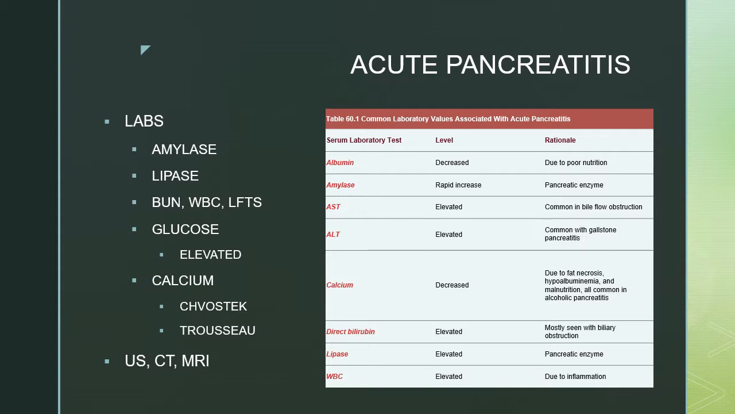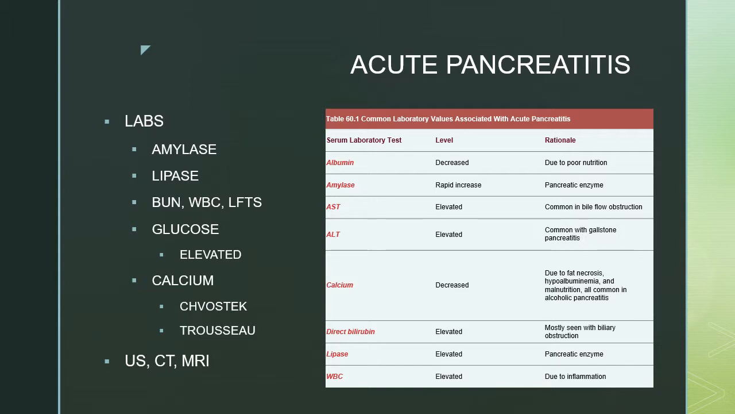Acute pancreatitis has labs that are fairly predictable. So we want to look at the amylase and the lipase. These are pancreatic enzymes, and amylase rapidly increases and lipase will be elevated. We're going to look at the BUN for evidence of dehydration, as well as white blood cells for evidence of infection or inflammation, and our LFTs, because our liver function tests will elevate if we have obstruction.